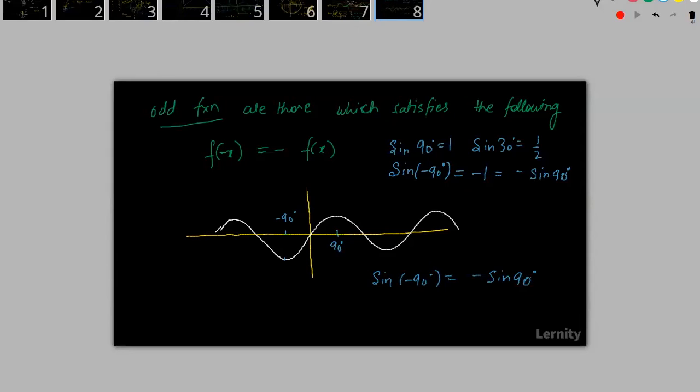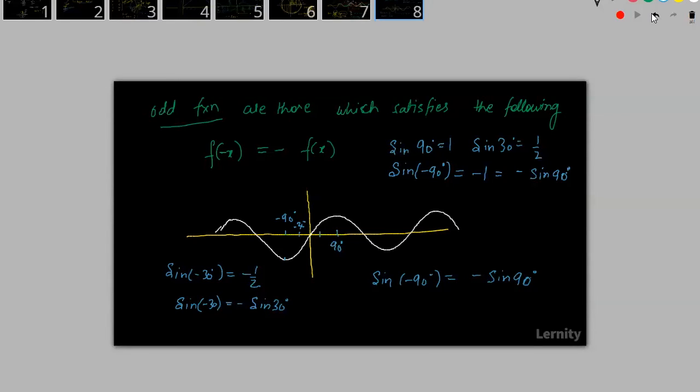Similarly, for sine of 30 I'm getting 1 by 2. Suppose here it is 30, here it is minus 30. So sine of minus 30, I will get minus 1 by 2, right? This minus 1 by 2 I can write as minus of sine of 30 degree. So sine of minus 30 is equal to minus of sine of 30.